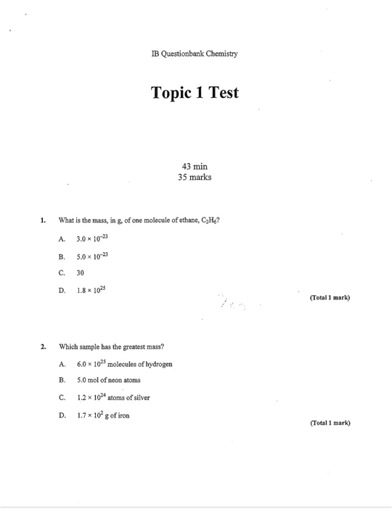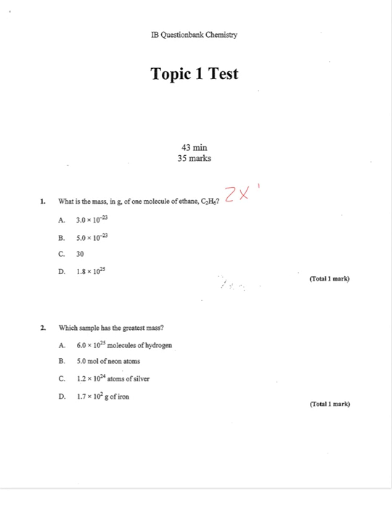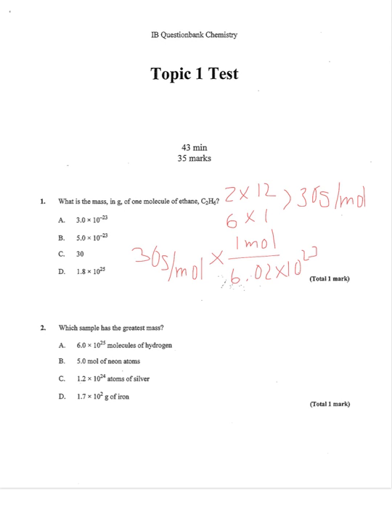So number 1, what is the mass in grams of 1 molecule of ethane? Well, what I know from the formula C2H6 is that I have 2 carbon at approximately 12 grams each and 6 hydrogen at 1 gram each. So I've got a molar mass of about 30 grams per mole. I also know, or you should know, that Avogadro's constant says 1 mole contains 6.02 times 10 to the 23rd atoms. So if I divide 30 by 60, I'm going to get 5, which quickly narrows down my choices.